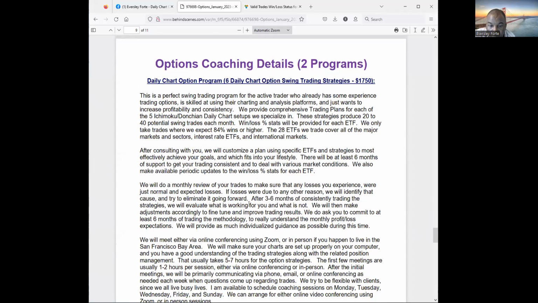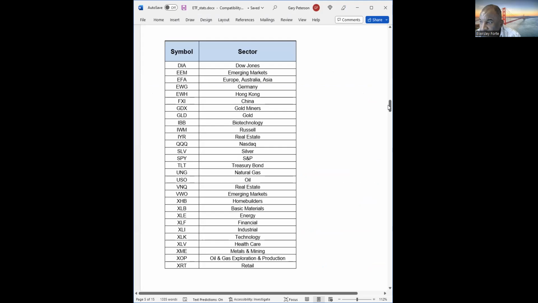All right. So what I do is I work with people one-on-one for these strategies. And before we even do that, some of you have seen them before, but I want to show you guys what the other strategies' win-loss percentage looks like also. Some of you have not seen it. Some of you have. These are the sectors again.